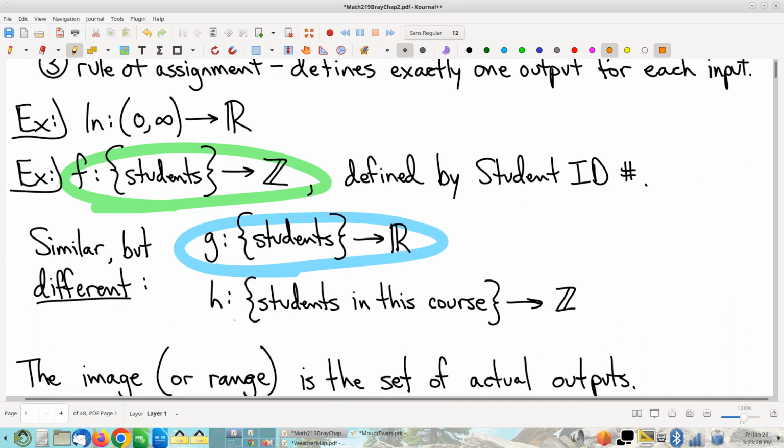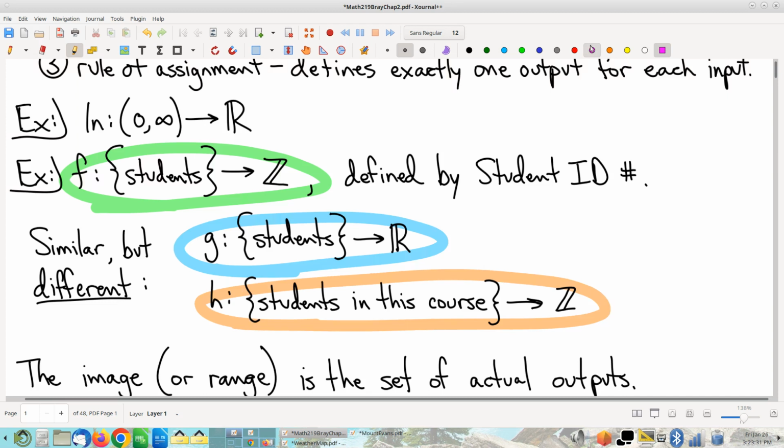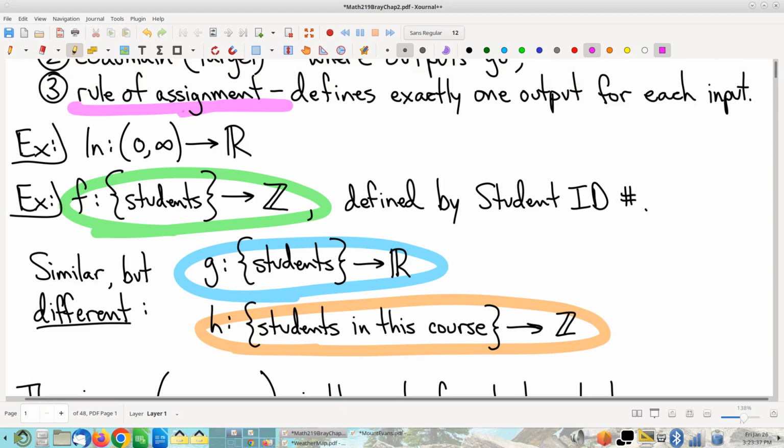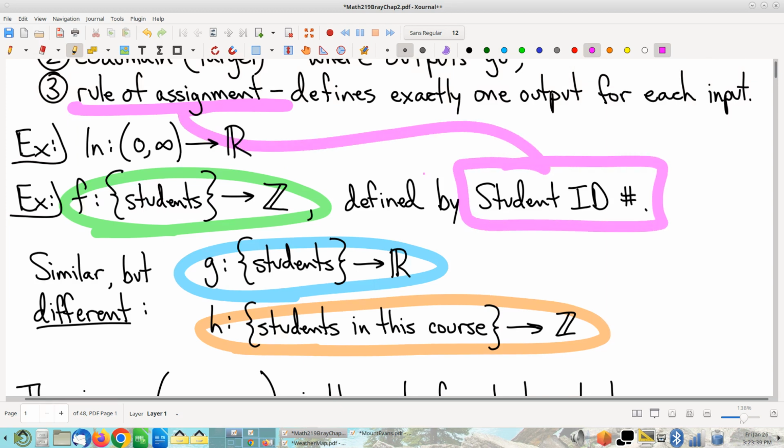F, G, and H, all of which, just because I can, are using the same rule of assignment. So the rule of assignment for all three of these functions is, given a student, what is that student's ID number? And notice, there's no algebra in this rule of assignment. It's not really a formula. Right? Okay, so a lot of people would say, again, that, all right, well, if F, G, and H are all computed by the same rule of assignment, then they're all the same function. But they're very importantly not, because a function is much more than just the rule of assignment.